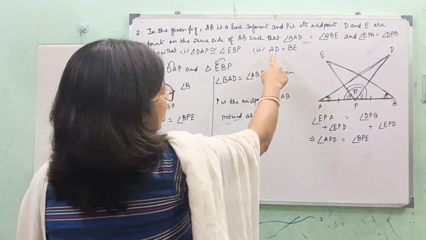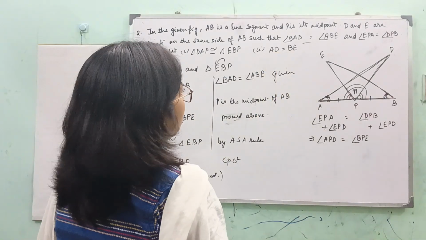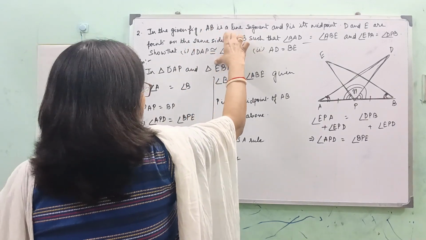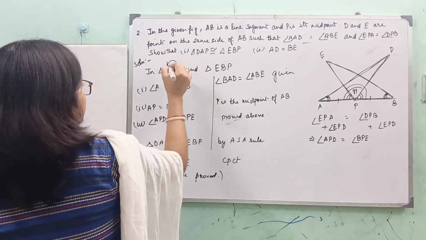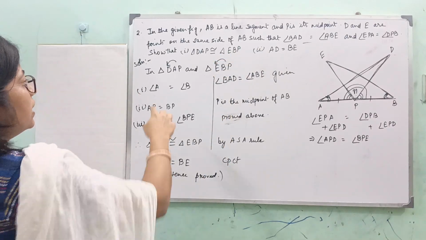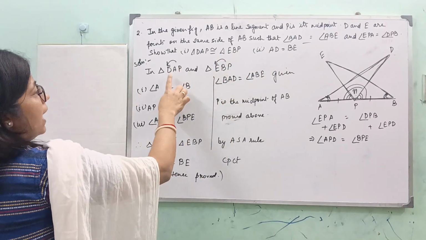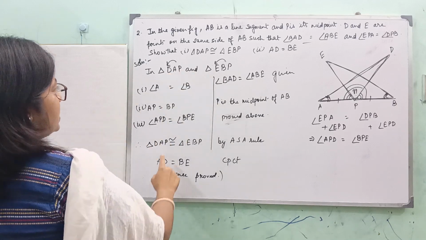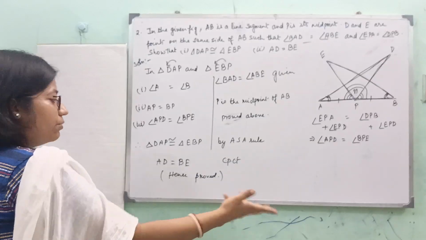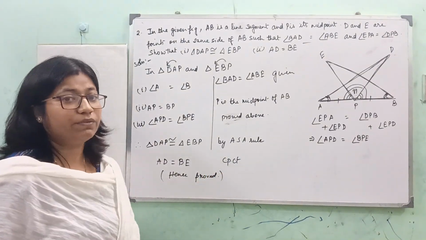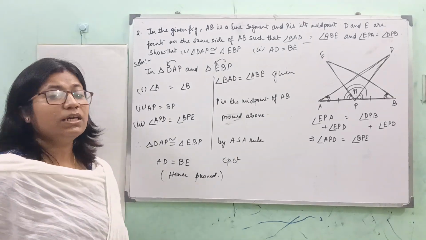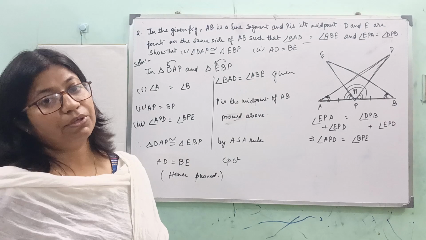Next, we have to prove AD and BE are equal. So let's check whether they are the corresponding parts or not. You see AD and this is BE. Yes, the vertices are falling on each other. A matched with B and D matched with E. So we can say yes, AD is equal to BE. And what is the reason for that? They are the corresponding parts of the congruent triangles, CPCT. Thus we come to the end of the problem here.